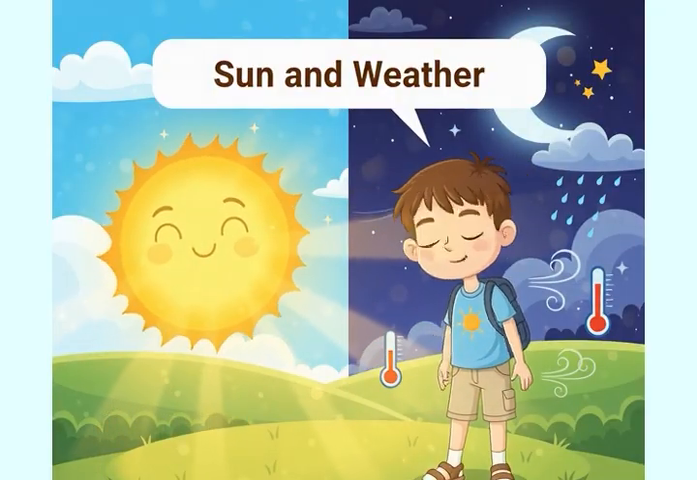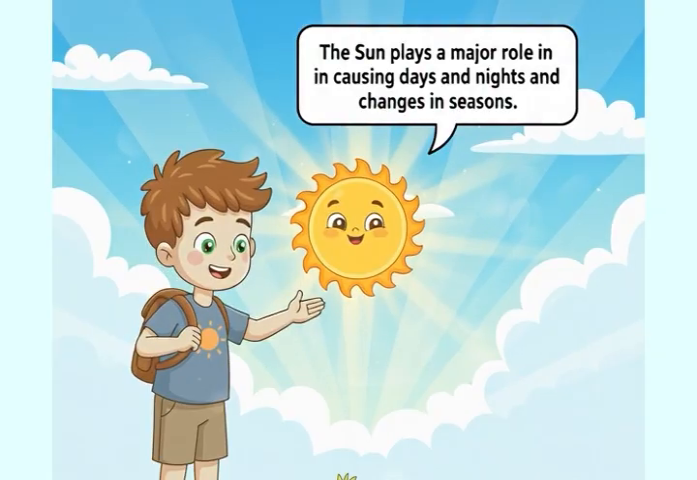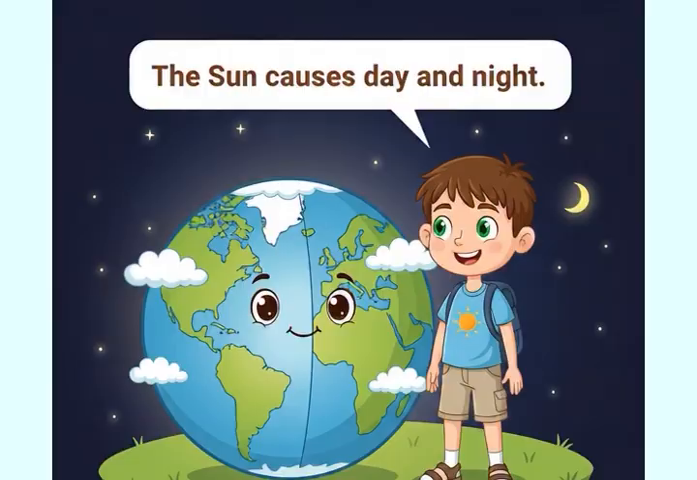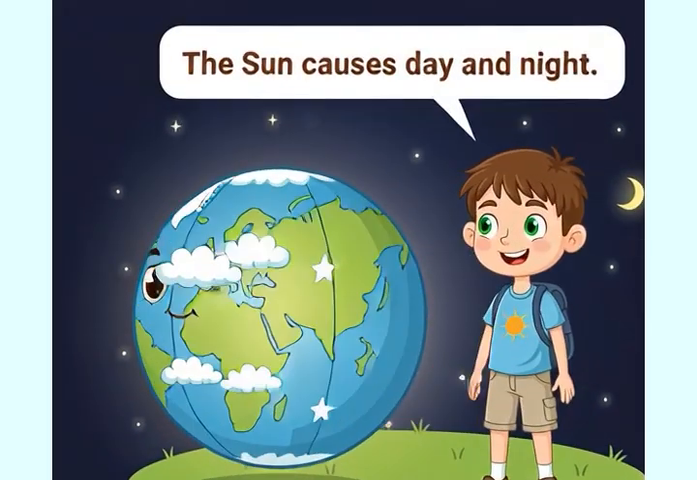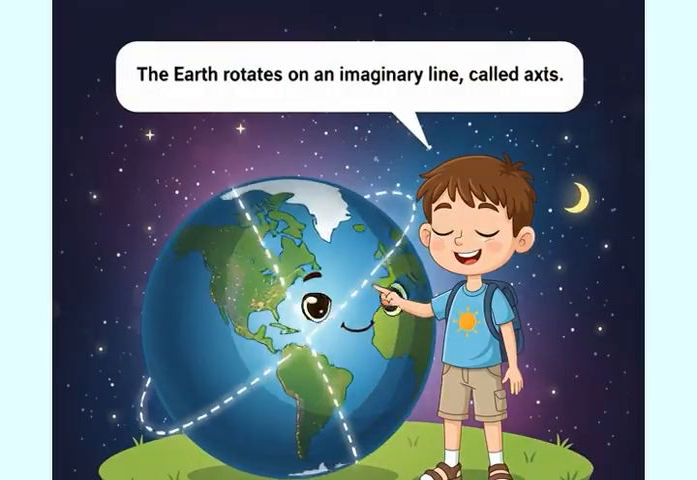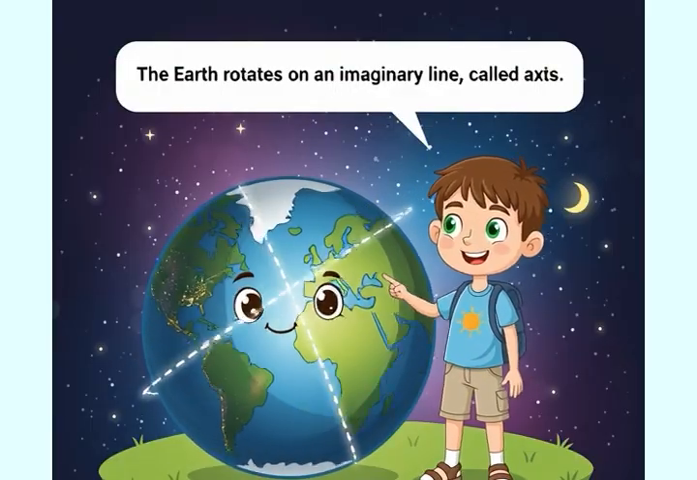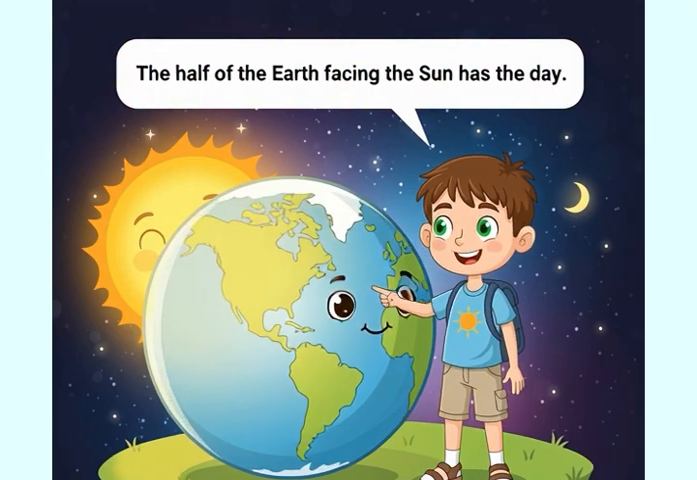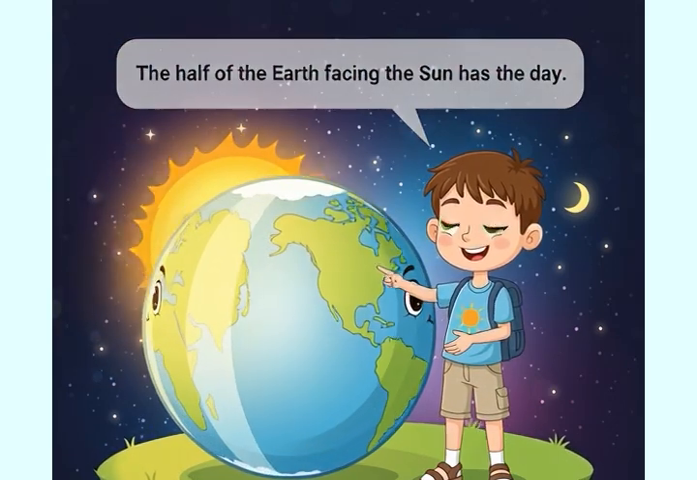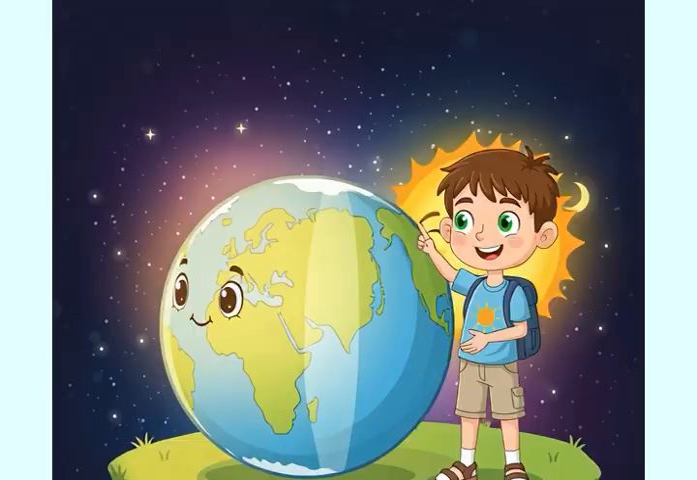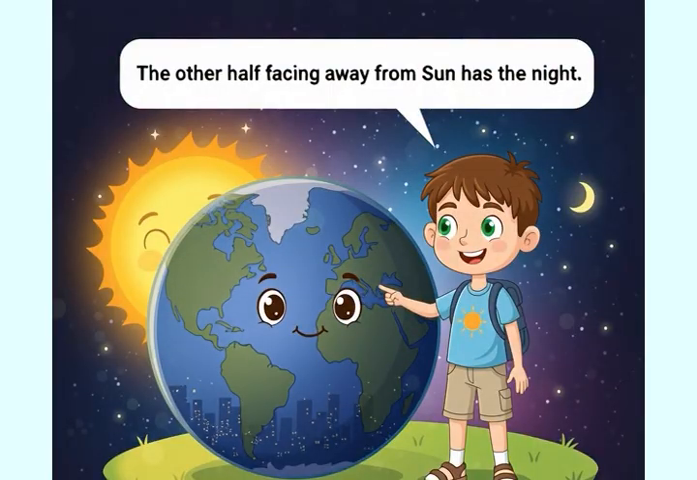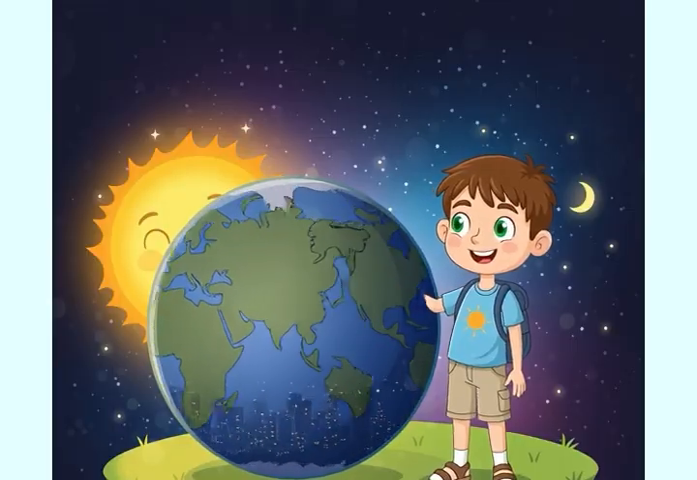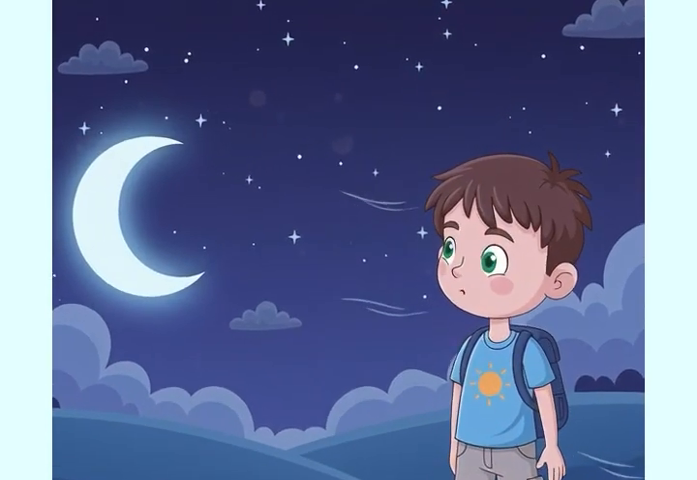Sun and weather. The sun plays a major role in causing days and nights and changes in seasons. The sun causes day and night. The earth rotates on an imaginary line, called axis. The half of the earth facing the sun has the day. The day is well lit and warm for most part of the earth. The other half of the earth facing away from the sun has the night. The night is dark and cooler.